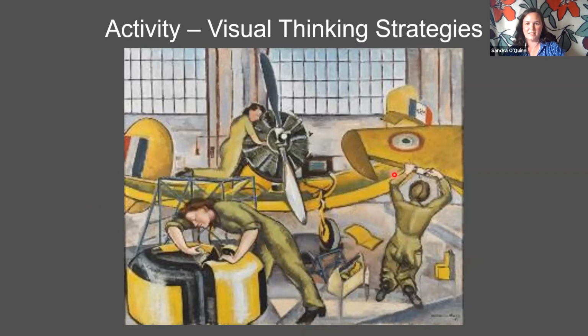Or maybe I can go back to the French flags. So we know that these are French flags. That's what people are indicating because of the colors. But that's interesting, because I know that this painting was done in Canada. Interesting also that the color of the uniform is the same color as the airplane.